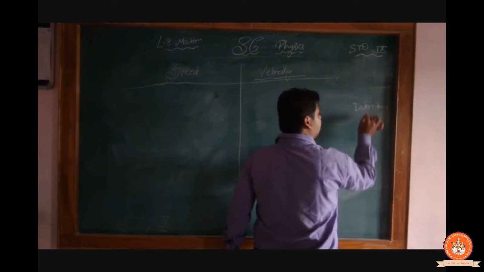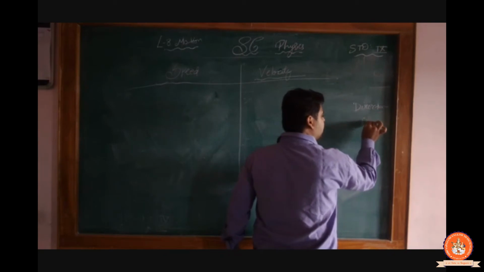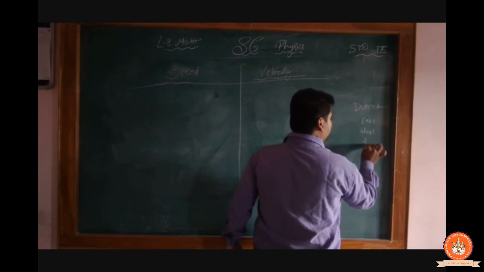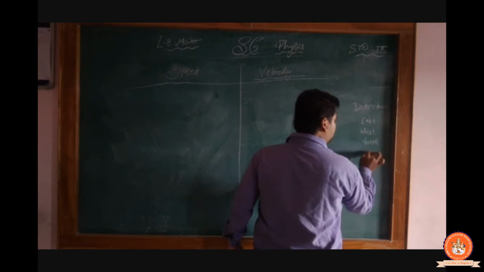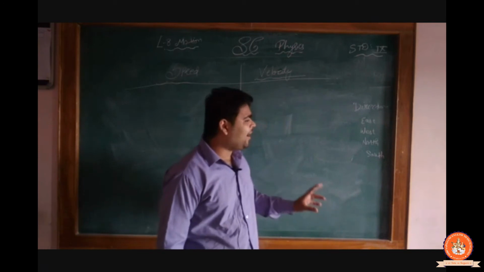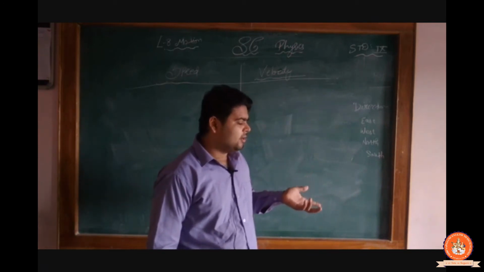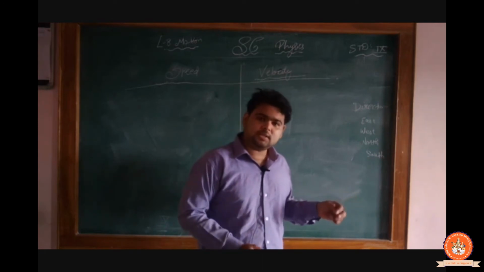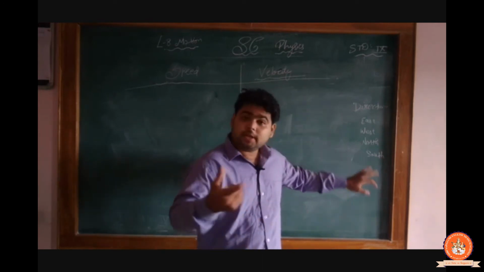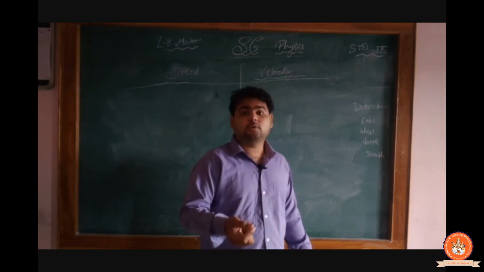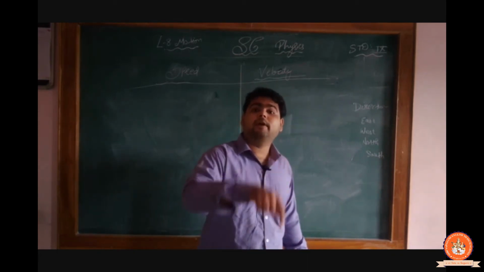Direction is east, west, north, south. So, sir, if we write that the bike is moving to the right side, left side, upside, downside, is it correct? Yes, that is also included in direction. Even that, we can also use forward, backward, upward, and downward.